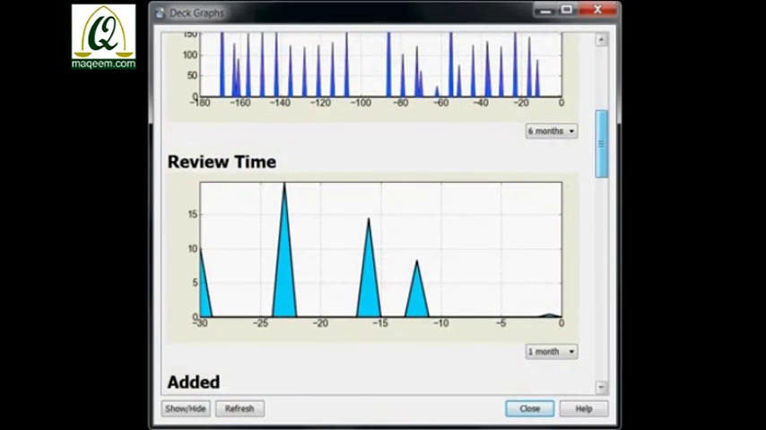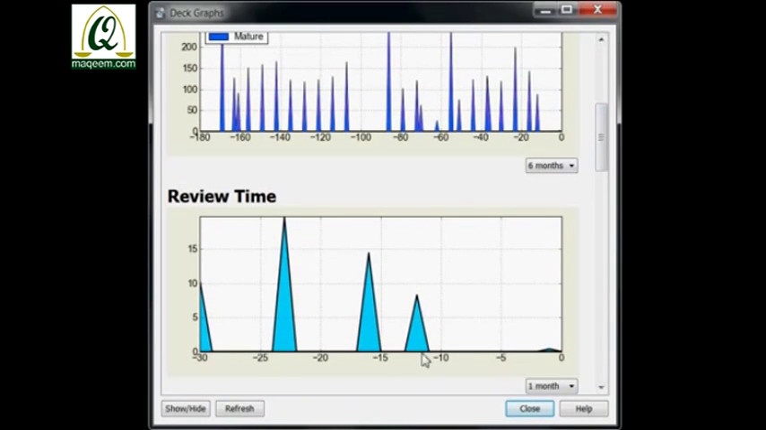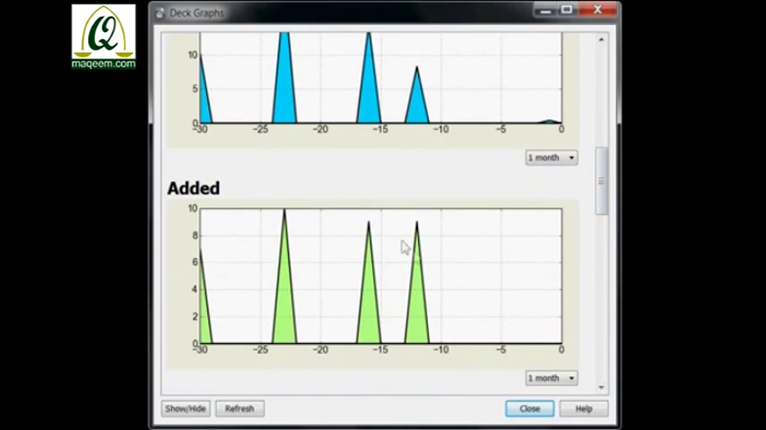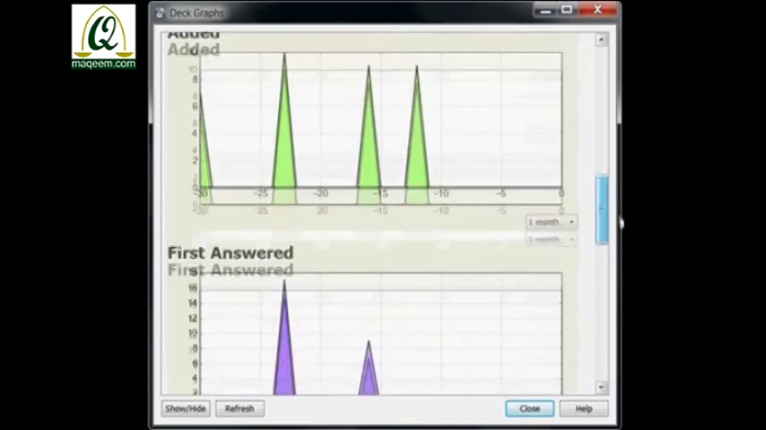Alright, down to the review time. This is in minutes. We can see that we've spent approximately 10 minutes or 15 minutes or even 20 minutes per session. Added is the number of cards that have been added on a given day, that is typed into Anki or imported. So for example, 8 cards were imported 2 weeks ago.